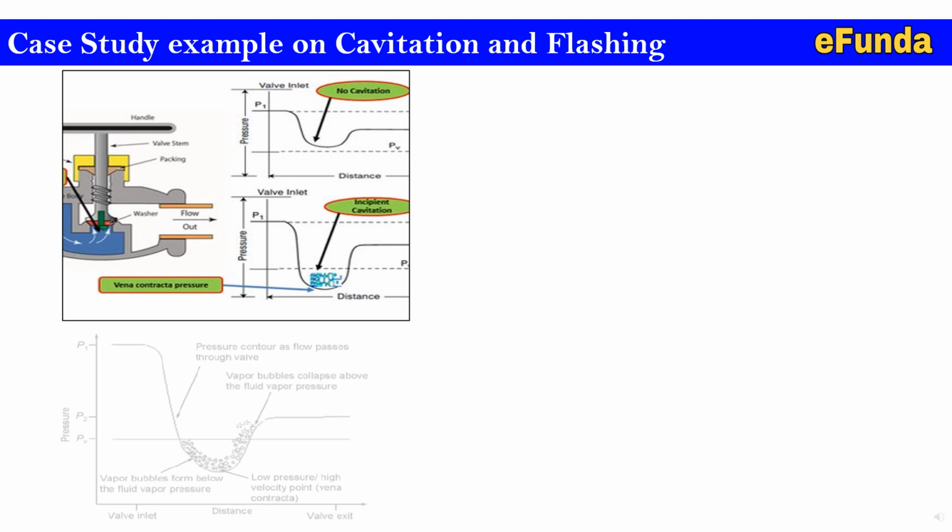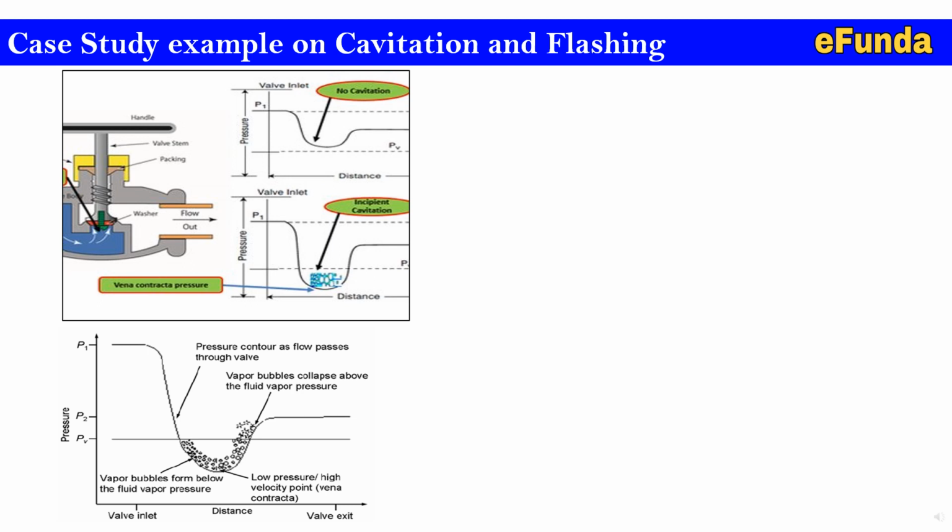Similarly, on the second graph one can see the total valve inlet and valve exit condition when P1 starts flowing through the valve. At the restriction point, the pressure contour as the flow passes through the valve crosses the PV value, where the vapor bubbles form below the fluid vapor pressure, and then low pressure and high velocity at the vena contracta point, and then the vapor bubbles collapse when the pressure rises above the fluid vapor pressure. This is how the recovery happens and liquid passes through the valve.